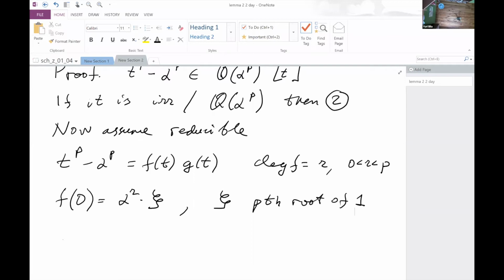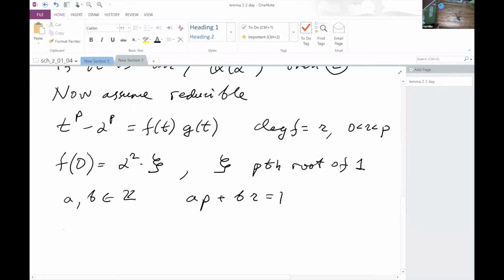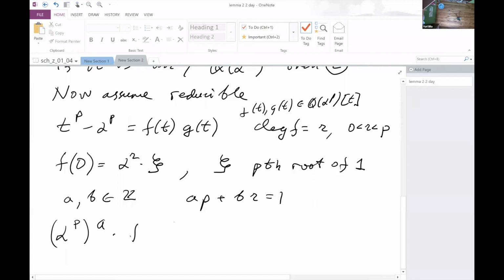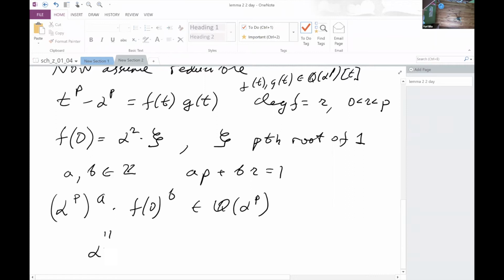Now we do the following. We take a and b integers such that ap plus br equals 1. And we consider, where both f of t and g of t are in the field Q of alpha p. We consider alpha to the p to the a times f of 0 raised to the power b. And this again belongs to the field Q of alpha p. But since ap plus br equals 1, this is equal to alpha times some pth root of unity.